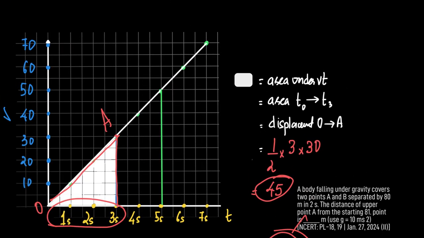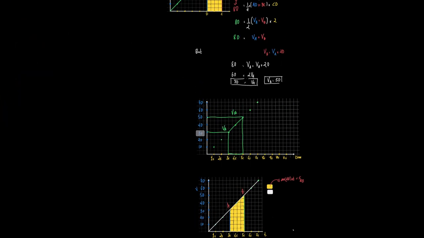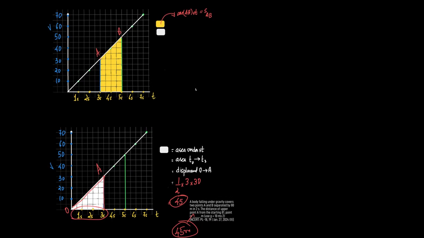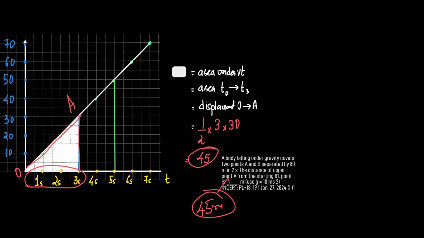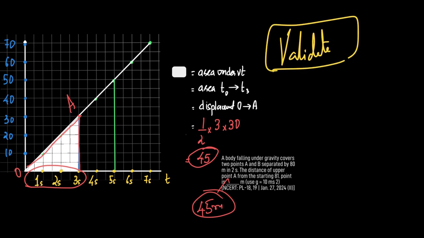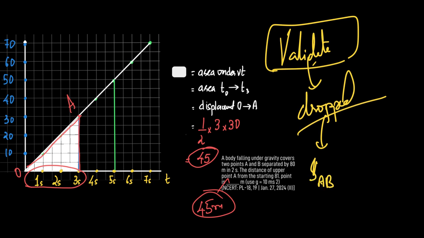So yes, that was regarding the solution using graphs. Now comes the most important point, which is something that all of us have been thinking of when we did this question, which is to validate our claim that the body is actually dropped, by joining that with the given data. S AB, 80 meters, is covered in t equal to 2 seconds.